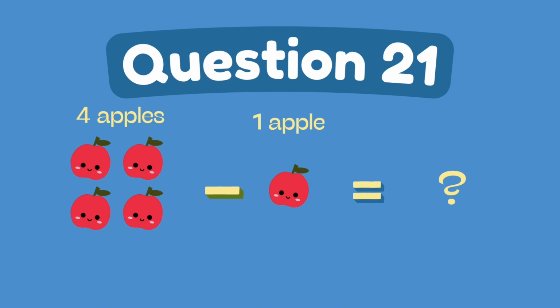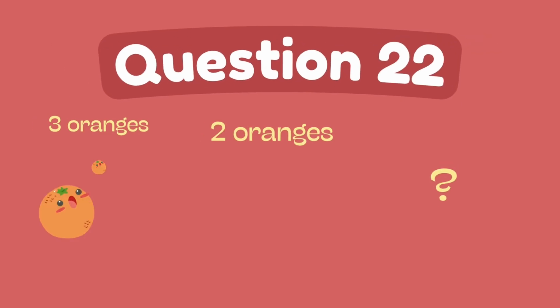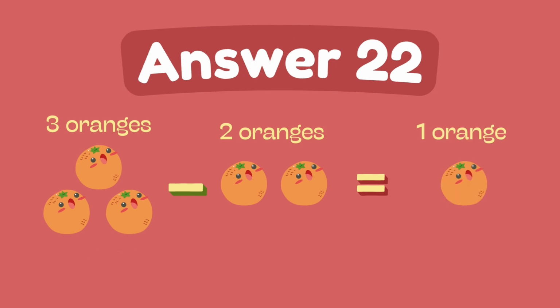What is 4 minus 1? The answer is 3. What is 3 minus 2? The answer is 1.